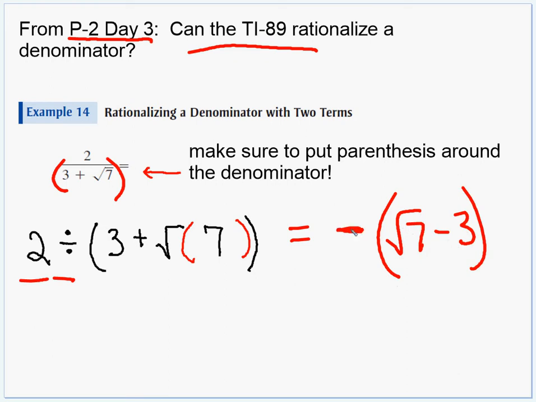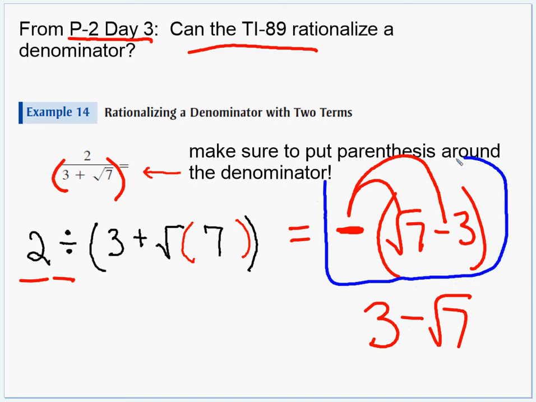Now, on the SAT test, it might be multiple choice, and maybe this does not perfectly match a multiple choice answer. Well, what happens if we distribute this negative? That's going to turn to a positive 3, and that'll be a minus root 7. So keep in mind, the SAT might have it in either of these forms. These are exactly the same. All we have to do is distribute the negative to get there.